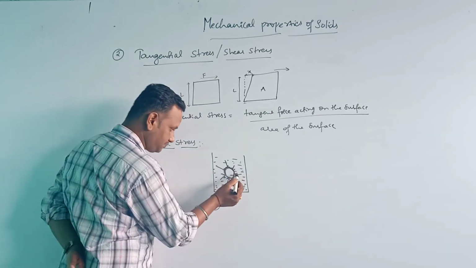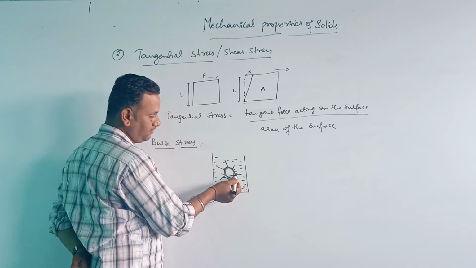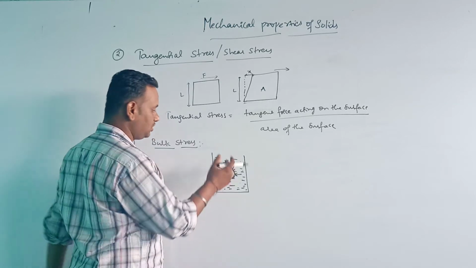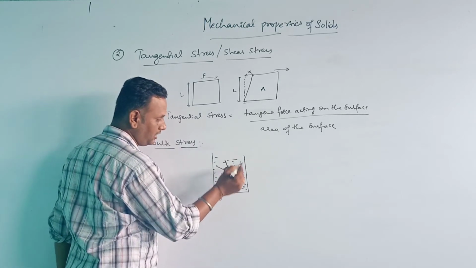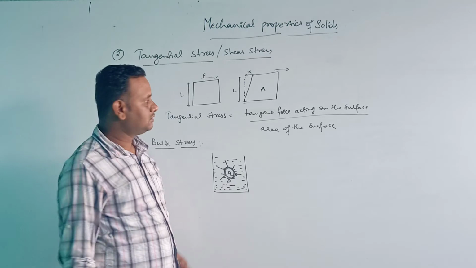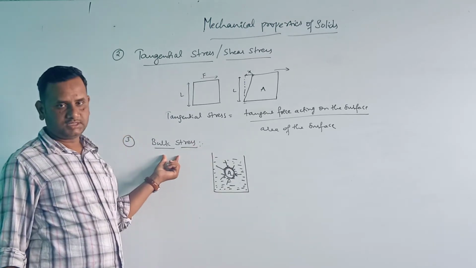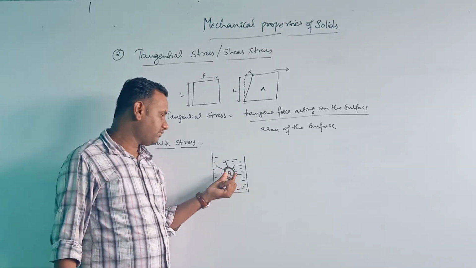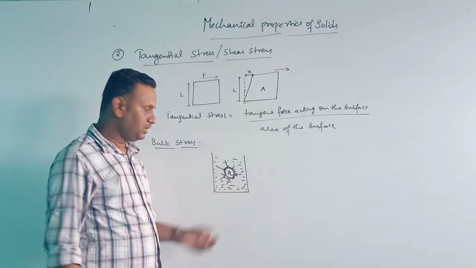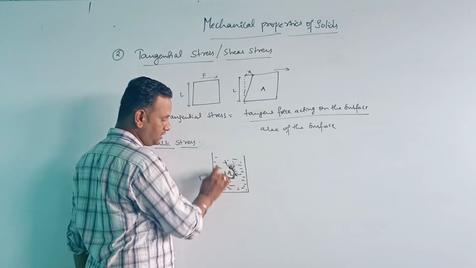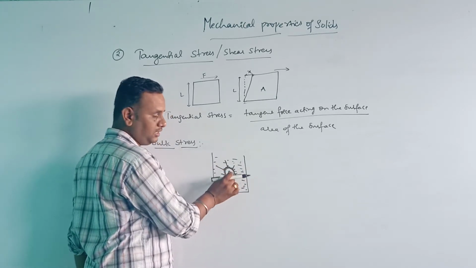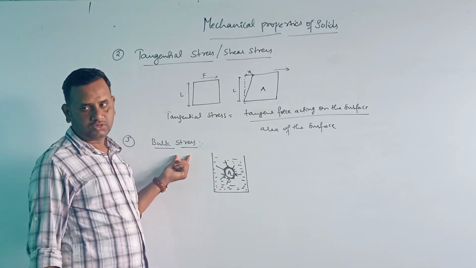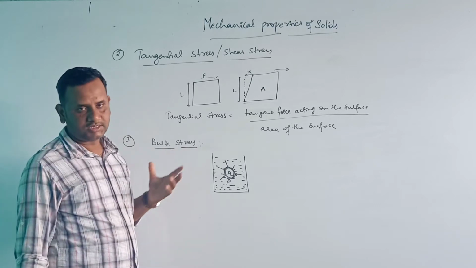So again we can say that bulk stress means the force exerted by the liquid on the body to the area of the body. That is called bulk stress. Bulk stress means the force exerted by the fluid from all directions, acting on the body, to the area of the body. Okay, so it is called bulk stress.